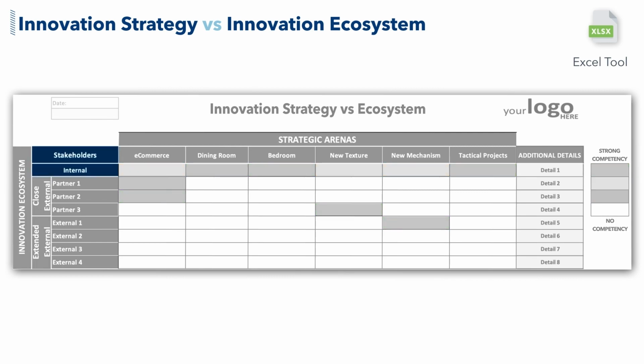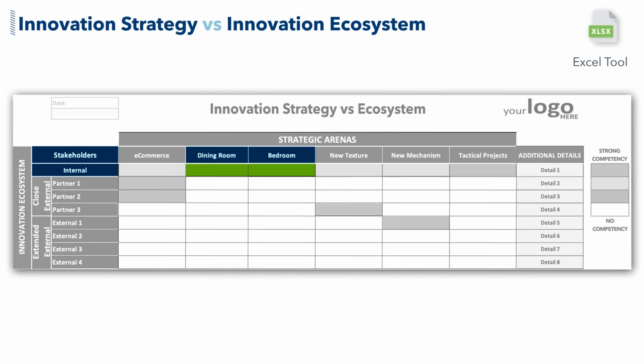The first thing to determine is which strategic arena will be developed internally. In this example, strategic arena's dining room and bedroom will be managed internally, since the furniture manufacturer evaluates that he has strong competencies in this field. They already have product lines targeting these rooms in a house.